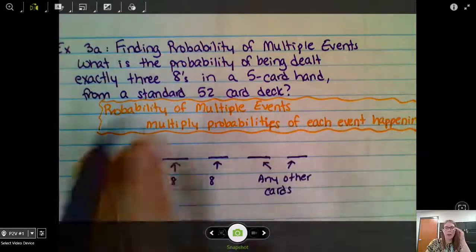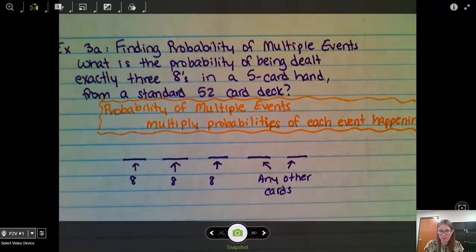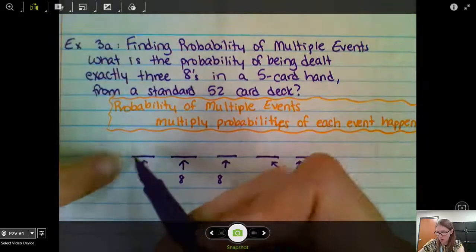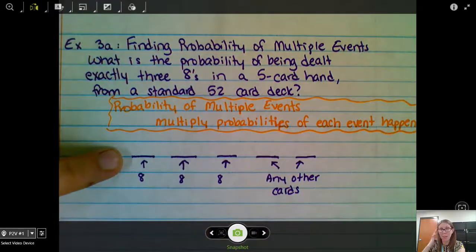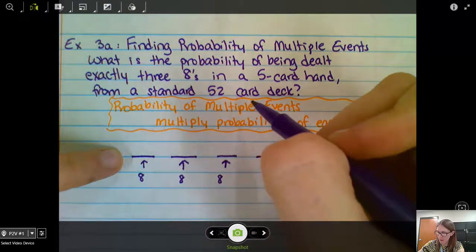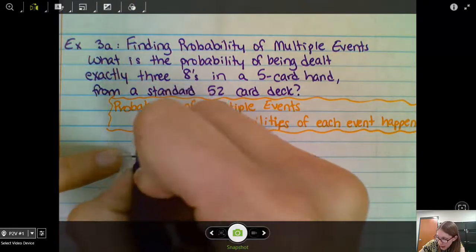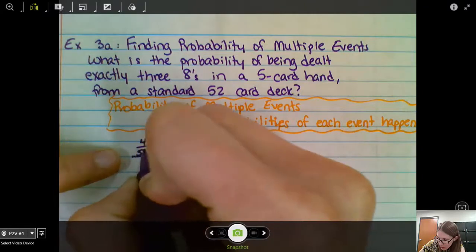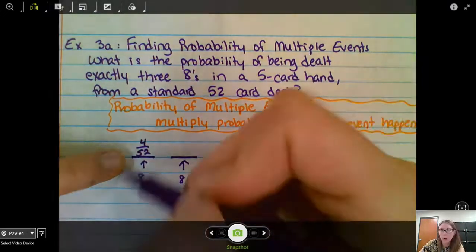So according to this probability of multiple events, I have to multiply the probability of each event happening. So first, what's the probability of me being dealt an 8? Well, how many 8s are there in a 52-card deck? There's 4 8s. So my probability of being dealt an 8 is 4 out of 52.